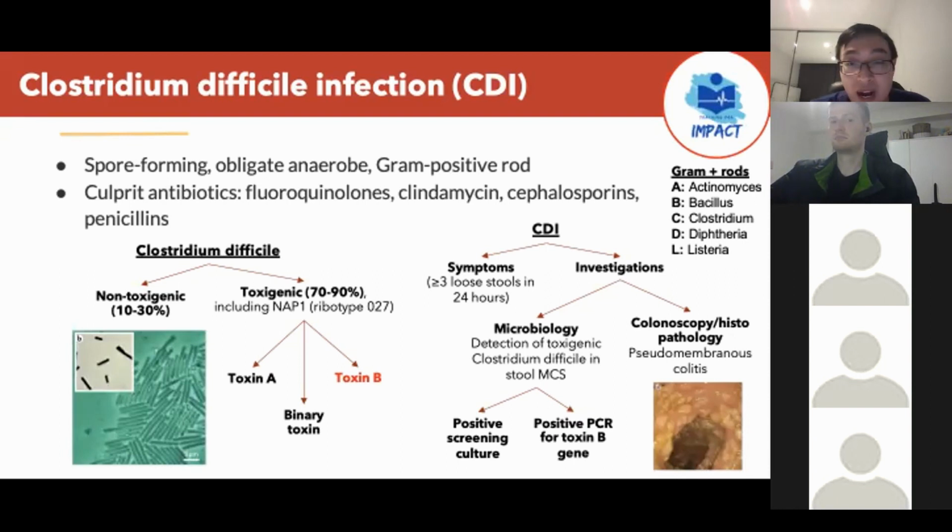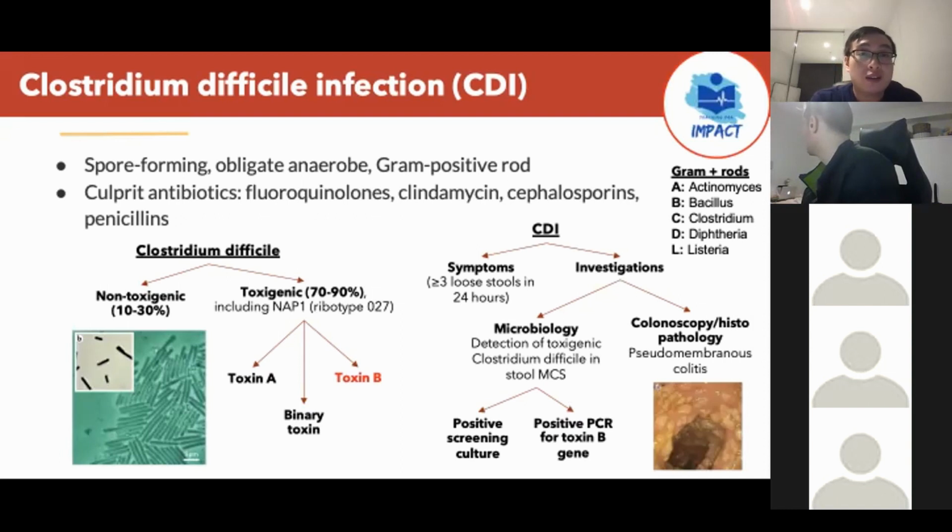Cool. So the last class of antibiotics: clindamycin, cephalosporins, penicillins like Augmentin Duofort and Tazocin, and the 4th class is fluoroquinolones. So things like ciprofloxacin, moxifloxacin, etc. So those are 4 classes of antibiotics that are commonly implicated in Clostridium difficile.